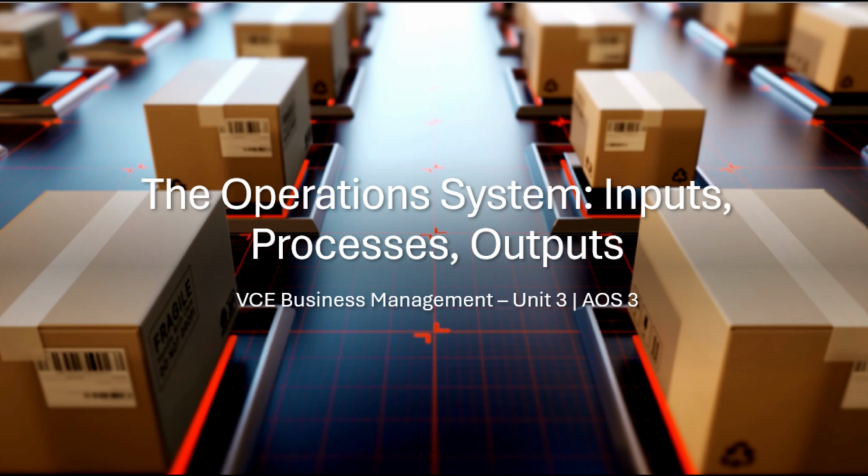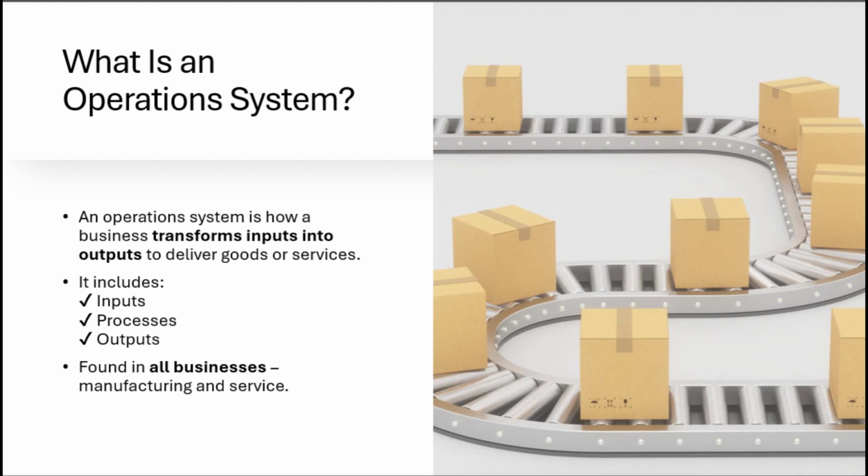Section 1. What is an operations system? An operations system is the structure a business uses to produce its goods or services. It's made up of inputs, processes, and outputs, and it's at the very heart of operations management. Think of it like a production pipeline. Inputs go in, value is added through processes, and the final product, or service, comes out the other end. Let's take a closer look at each stage.